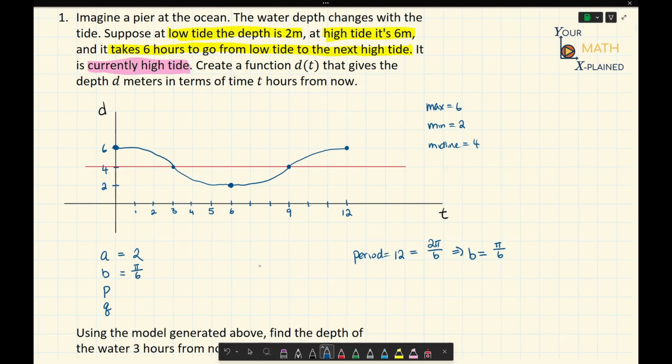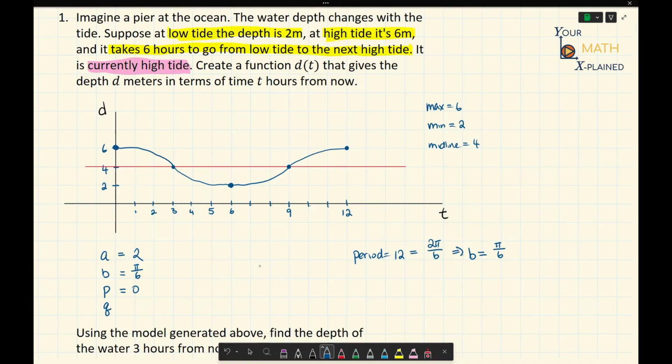And then our p value here is the phase shift. But that would depend on what function you're using. You can either pick sine or cosine. But looking at the graph, because we're starting at the highest point, that is actually the cosine function, because the cosine function starts at the maximum. So which means if we were to select the cosine function, then we are going to have a phase shift of 0.